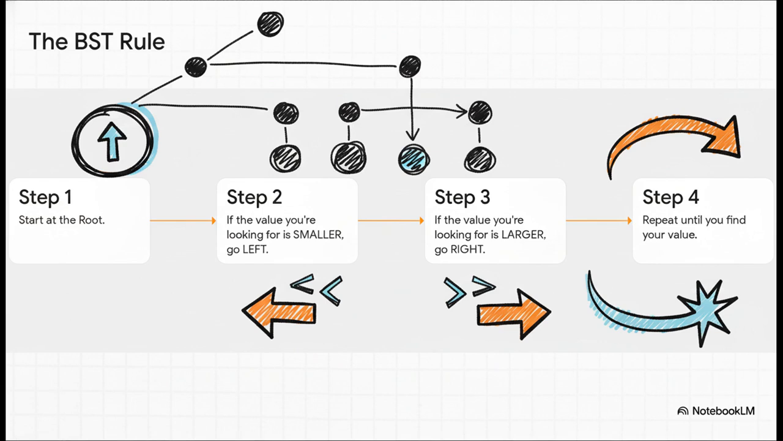So when you're searching, you just start at the root and ask one question. Is what I'm looking for bigger or smaller? Smaller, go left. Bigger, go right. With every single step, you're literally throwing away half of the remaining data.